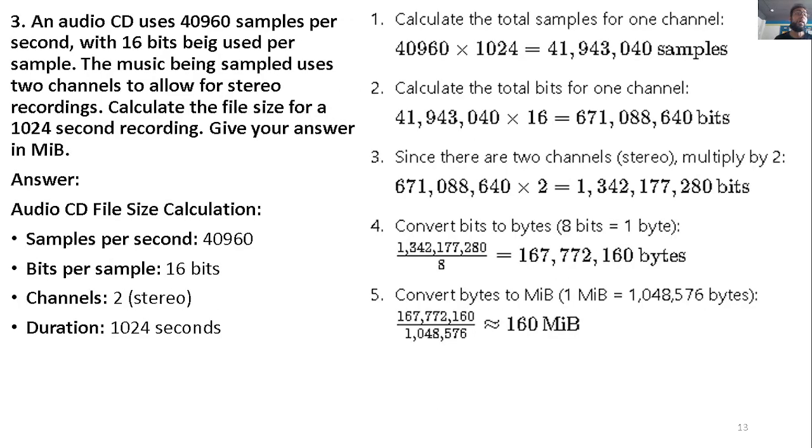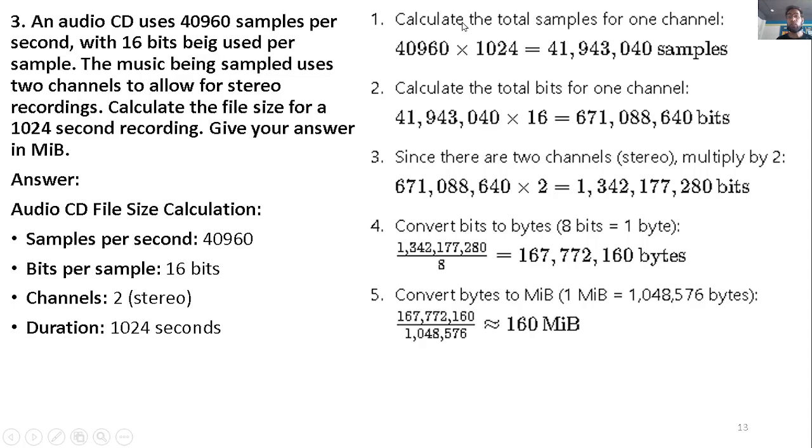Now next, an audio CD uses 40960 samples per second, with 16 bits being used per sample. The music being sampled uses 2 channels to allow for stereo recordings. Calculate the file size for a 1024 second recording and give your answer in megabytes. Let's say for the audio CD: samples per second equal 40960, bits per sample equal 16, channels 2, and duration equals 1024 seconds.